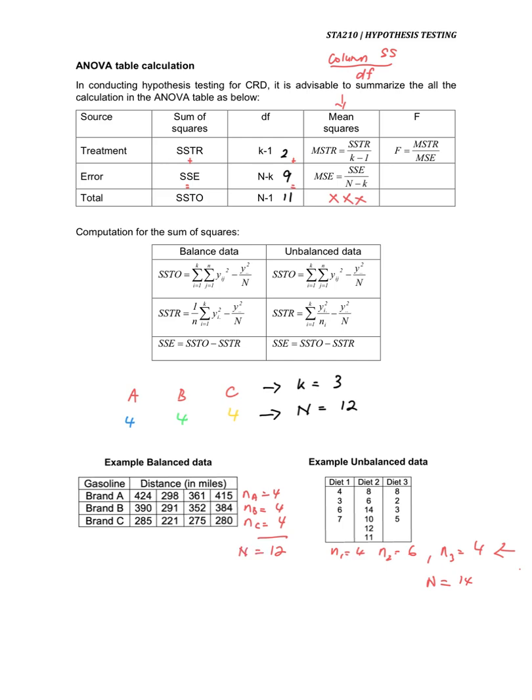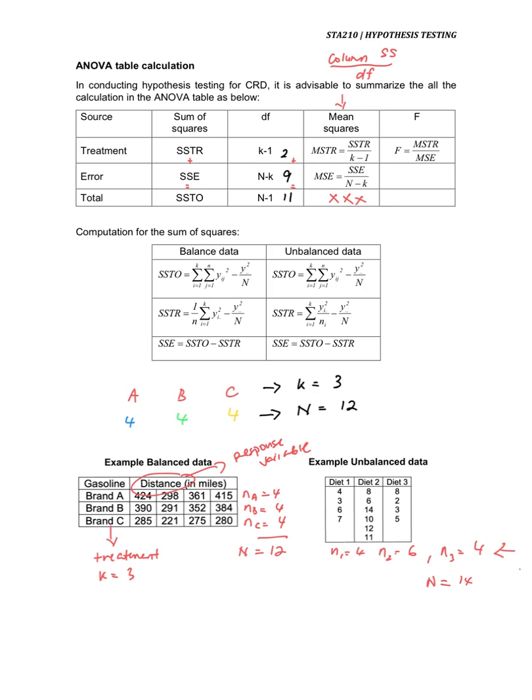Okay, so for this example, this is our treatment, so our K is equivalent to 3. The distance is our response variable. What has been recorded, we call it the response variable, so our response variable here is distance. Okay, so going back to how to calculate SSTO, SSTR, and SSE.